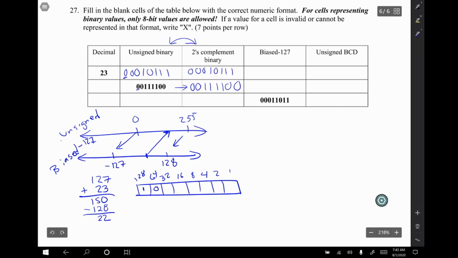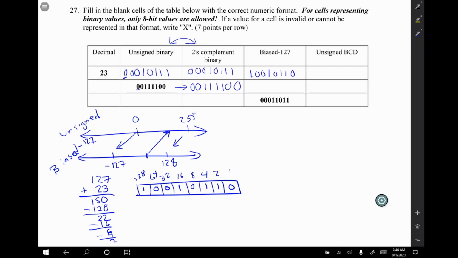So there's no 64, there's no 32, but there is a 16. So we pull out a 16, we've got 6 left. There's no 8, but there is a 4. So we pull a 4 out, we've got 2 left. So there is a 2, but there's no 1. So the answer for bias 127 is 10010110.